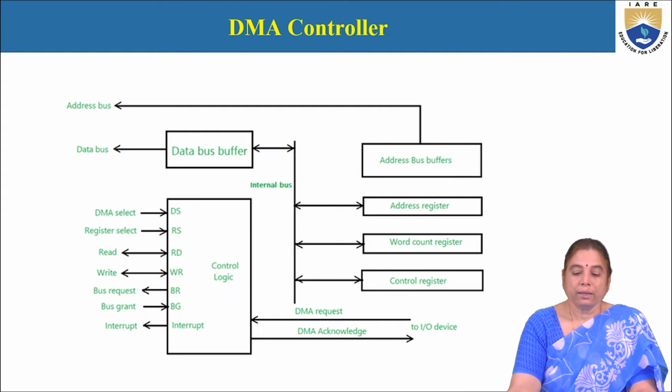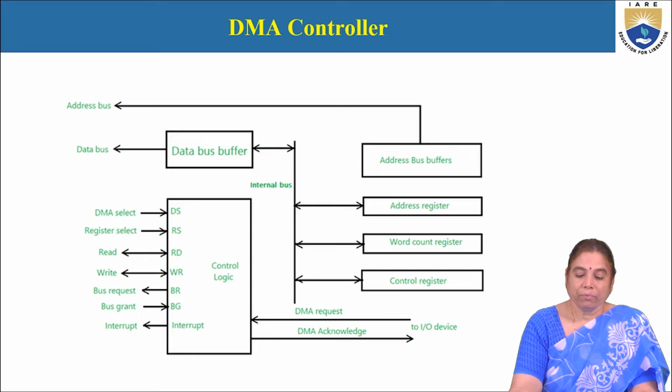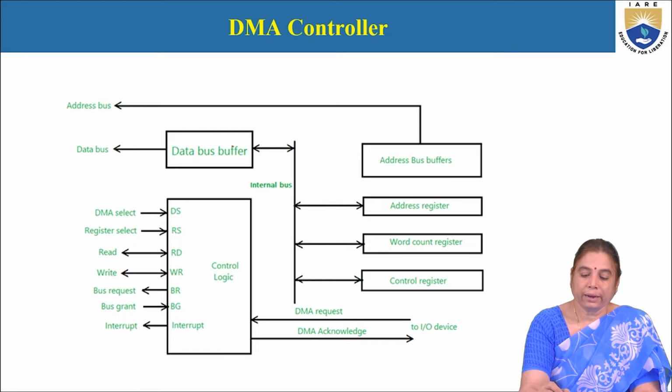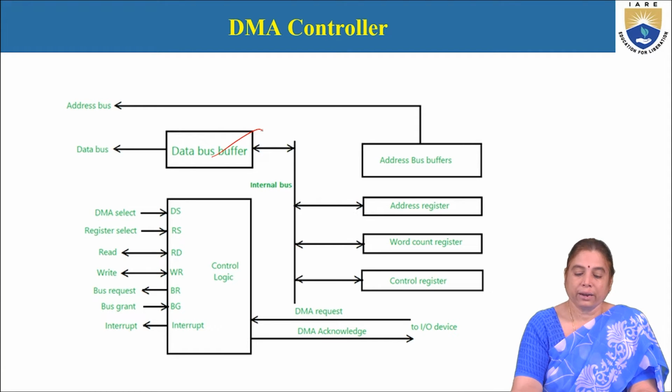So this is the DMA controller. Here we have various control signals for the DMA controller. This is the data bus buffer, which holds the data to be transmitted. And here the address register, control register, and word count register, these three registers can be connected with the controller with the help of the system internal bus.